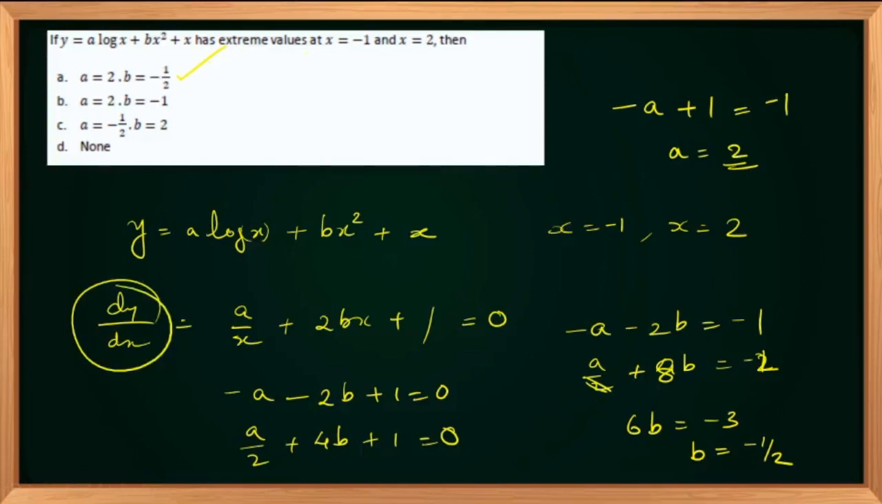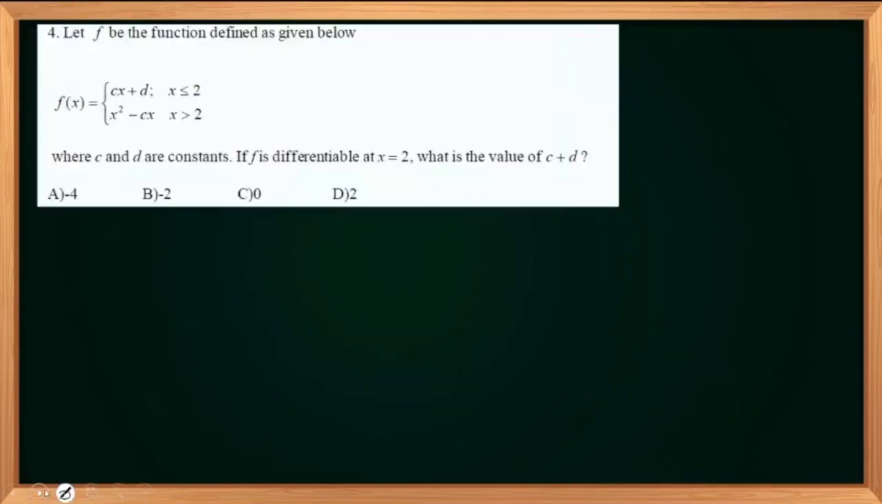Extreme values will happen when the derivative equal to 0, and those points are given by x equal to -1 and x equal to 2. So I have taken derivative equal to 0 first, then I have substituted x equal to -1, got the first equation, x equal to 2, got the second equation, solve this and get the answers. So that's it.